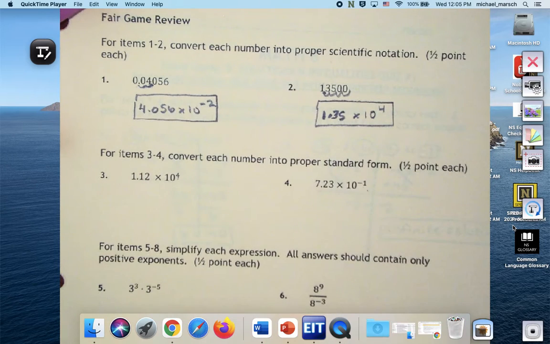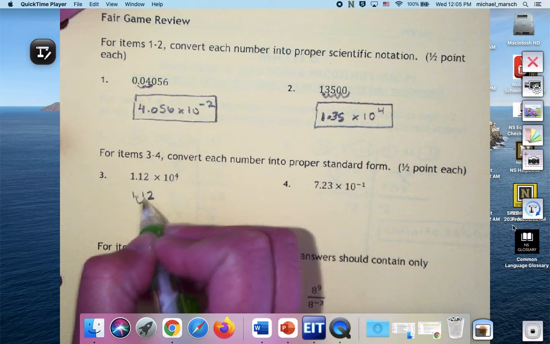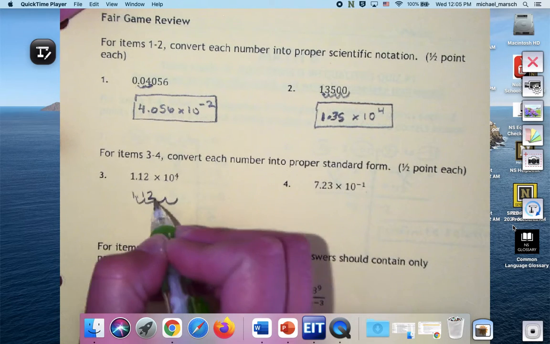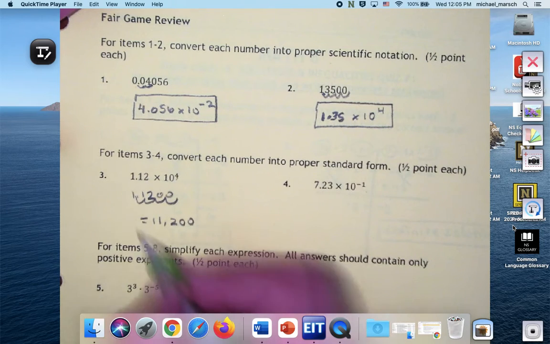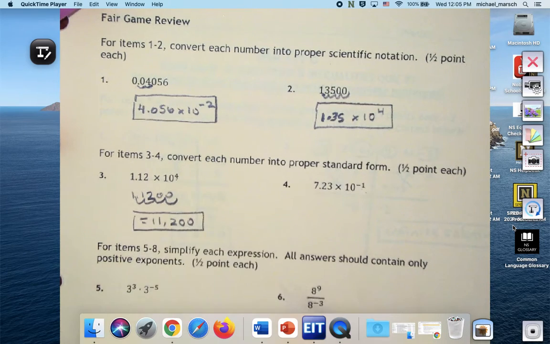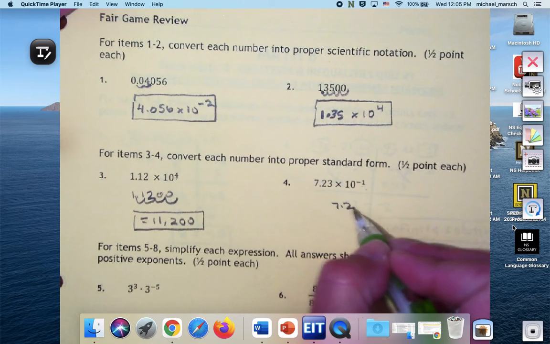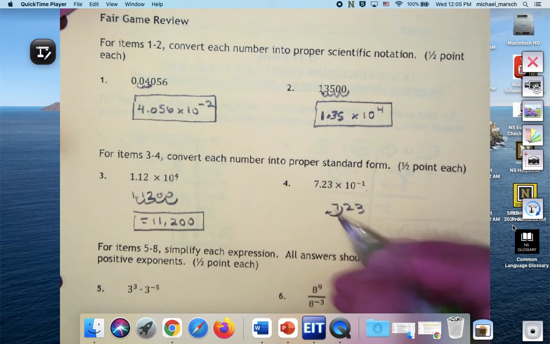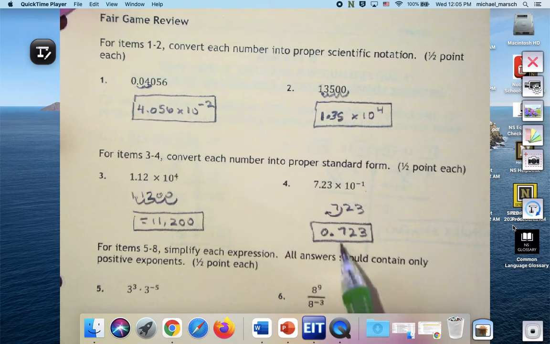Okay. All right, so 1.12 times 10 to the positive 4, so I go to the right 4 places. So this equals 11,200. I've got a negative exponent here, so I'm going to go to the left 1 place. So I'm going to get 0.723. You don't have to put the 0 point, but I like to put it there so people know that's where my decimal is.